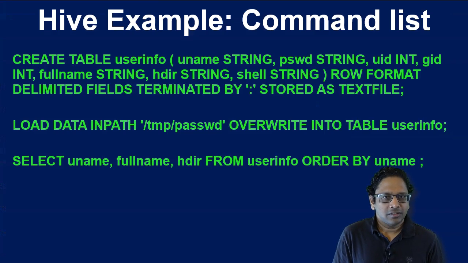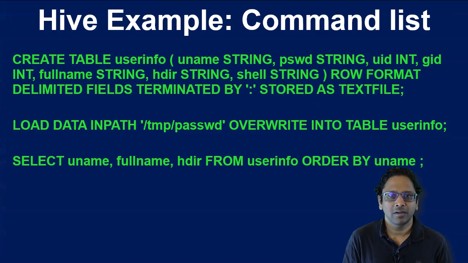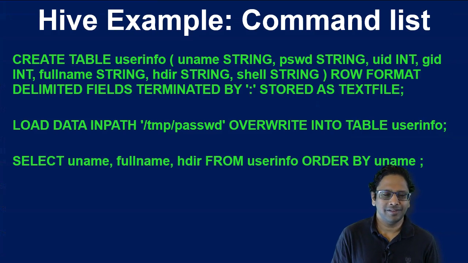Once the table is set, we essentially load the data from /tmp/passwd. Again, give it the input path and load it into the table user info. And now what we're doing is saying, let's select the username, the full name, and the home directory from this table and order it by username. So essentially, we're trying to get the same data we got previously from Pig.